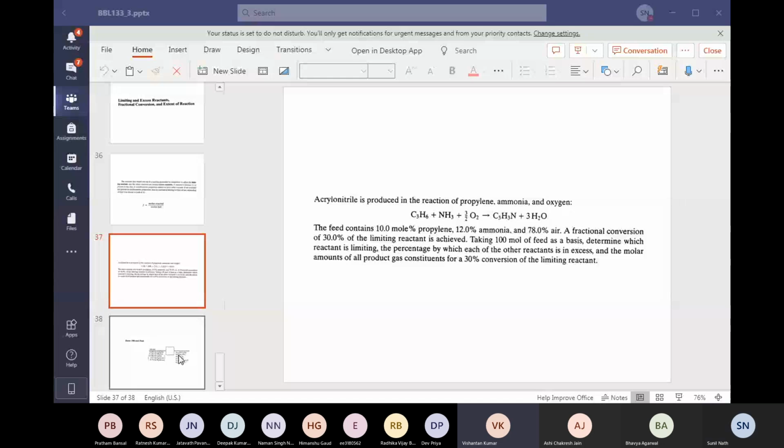So 12 moles of ammonia and 0.92 equivalents of oxygen, that is 0.92 into 3.2 or 3 by 2 moles. We have to find the percentage excess. Ammonia, how much percentage in excess?